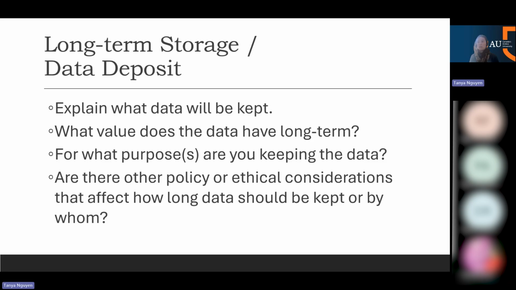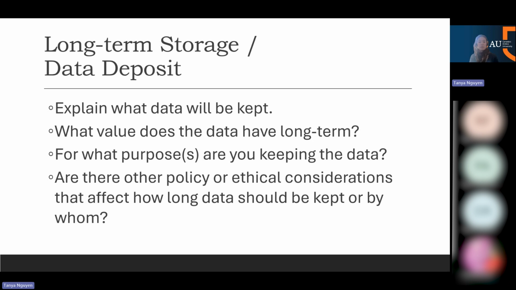Okay, now we're going to switch gears. We talked a lot about active storage. Now we're going to talk about long-term storage in the future. So we want to consider for what purposes the data is being kept and what kind of value the data has for being kept. Is it for yourself? Is it for others in the field you intend to share that data with? So what value does the data have long term?